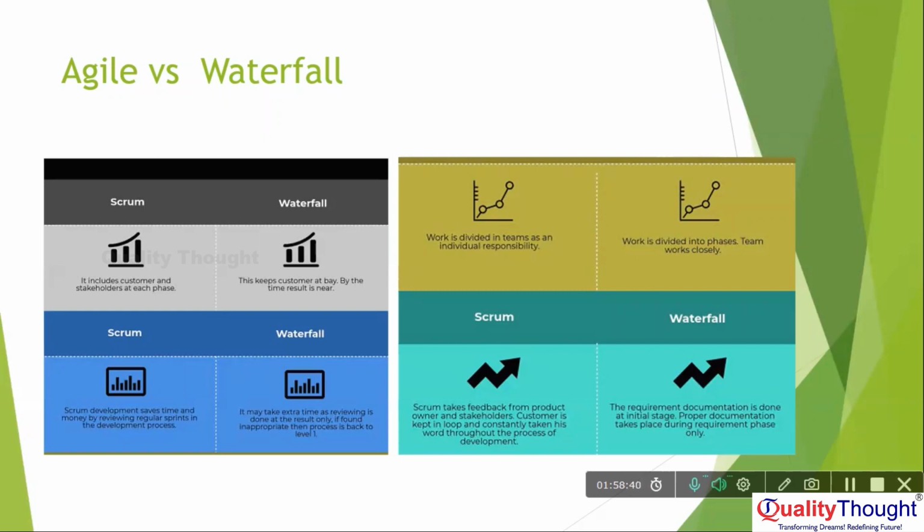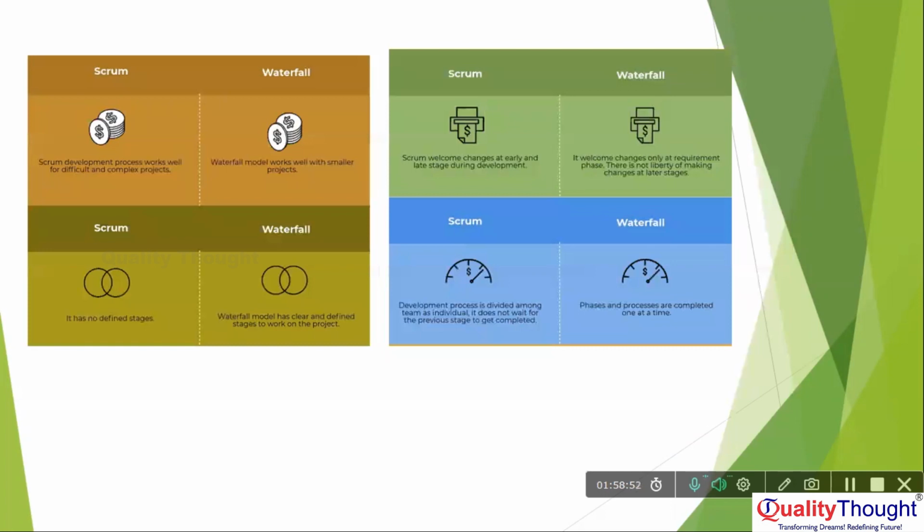Scrum takes feedback from the owner, because immediately you are going to deliver it and you are going to get faster feedback. Whereas in waterfall model, at the end only you are going to get the feedback. Scrum development process works well for difficult and complex projects. Whenever requirements keep on changing, you have to go with the Scrum model only. Waterfall model is for smaller projects.